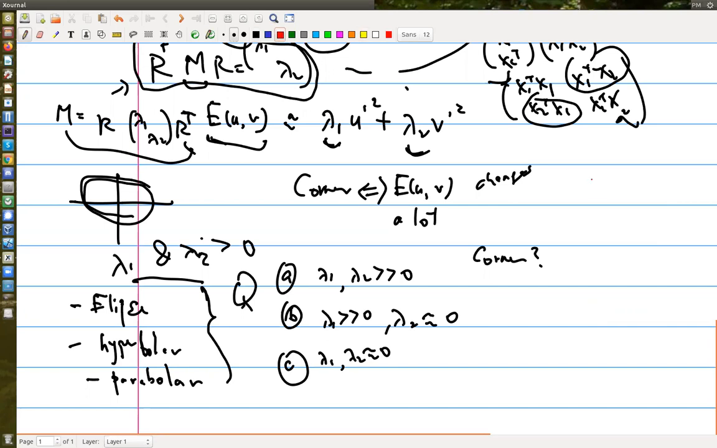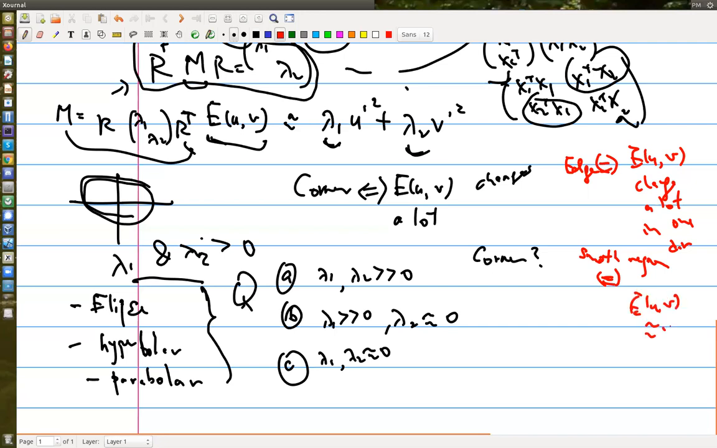Maybe I use a different color. For an edge, EUV changes a lot in only one direction, and in the other direction it doesn't change much. And for a smooth region, EUV doesn't change, right? EUV is close to zero. So which one? A, B, or C?